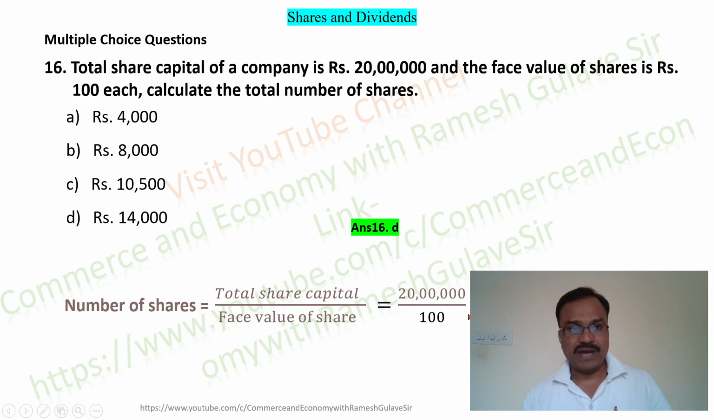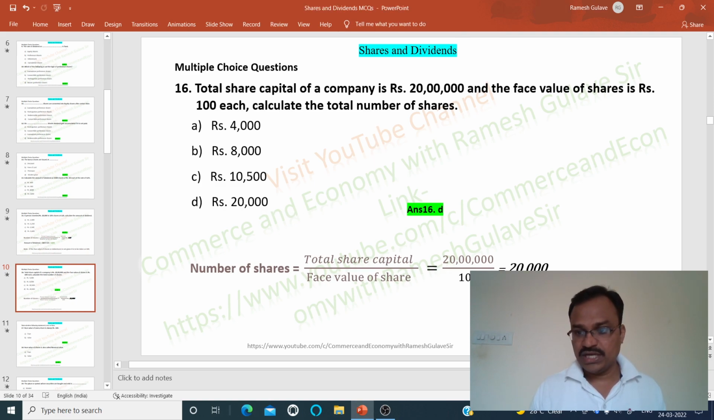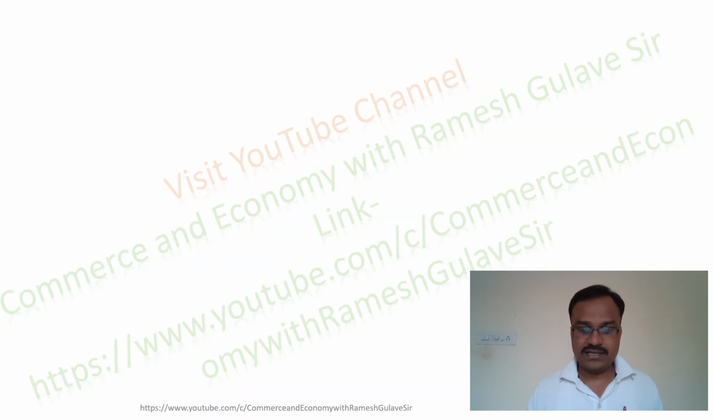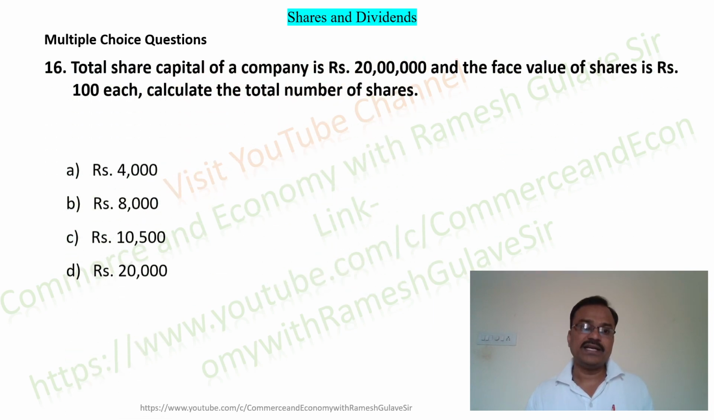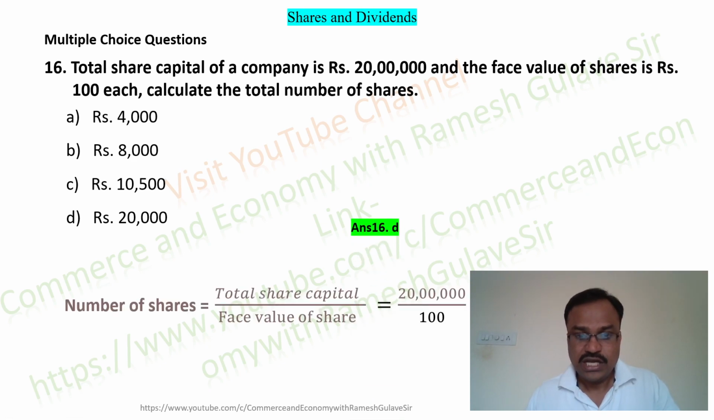Here, friends, by mistake I haven't given the right option here. Let me correct it. Now see, I have corrected it. So here options are 4,000, 8,000, 10,500, and 20,000. So here we have to calculate the number of shares. As we have already calculated, the number of shares are 20,000. So here option D is the right answer.